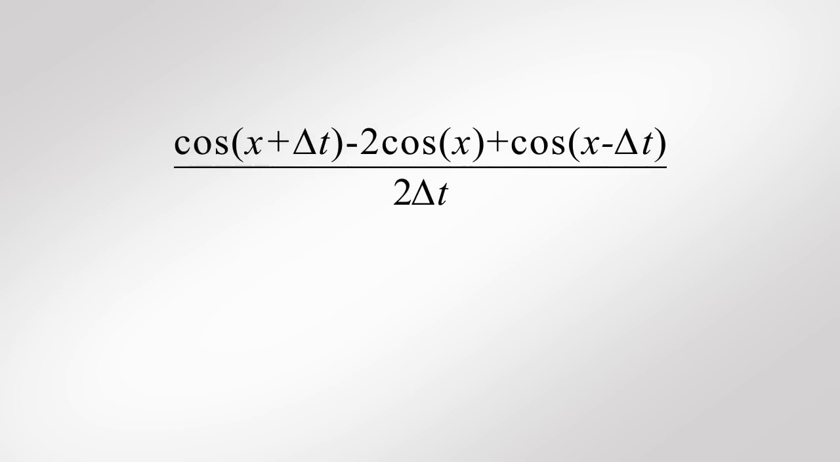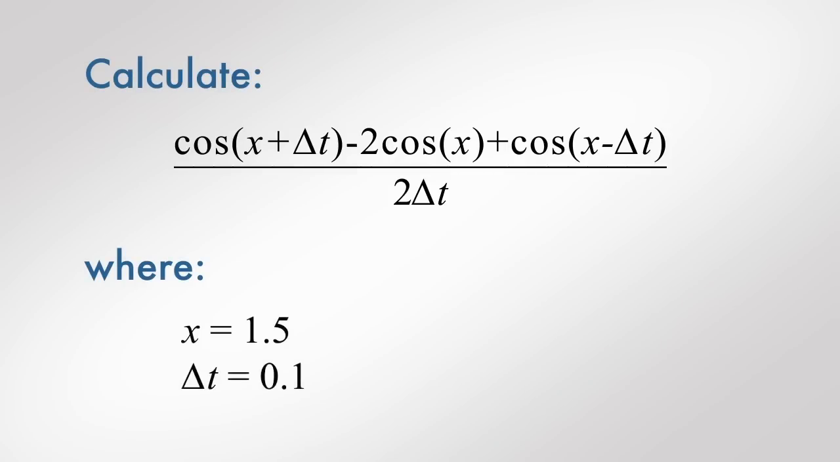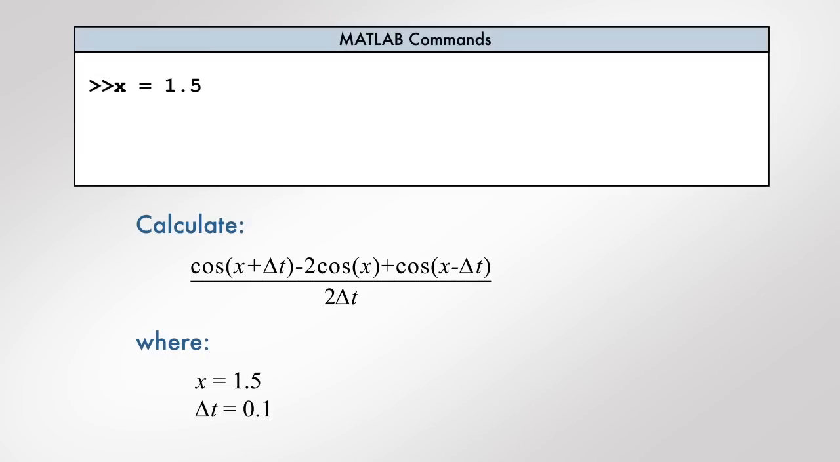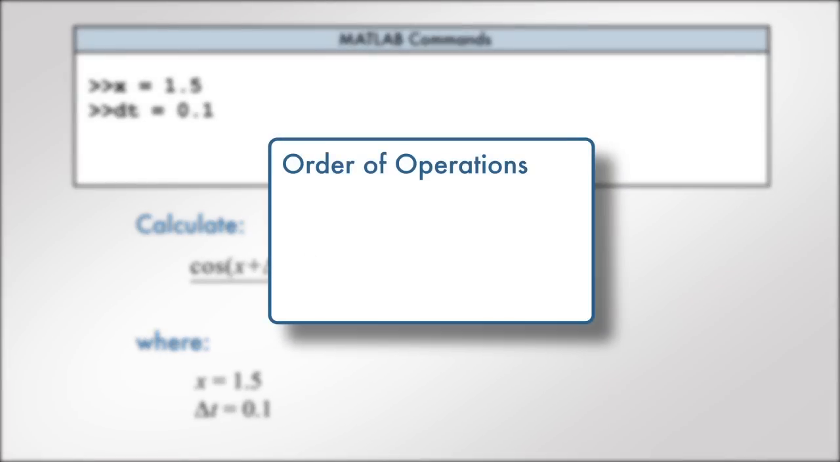MATLAB can be used to carry out basic calculations. For example, let's compute the value of this mathematical expression when the variable x equals 1.5 and when delta t equals 1/10. To calculate the value of this expression in MATLAB, first define variables representing the values of x and delta t.